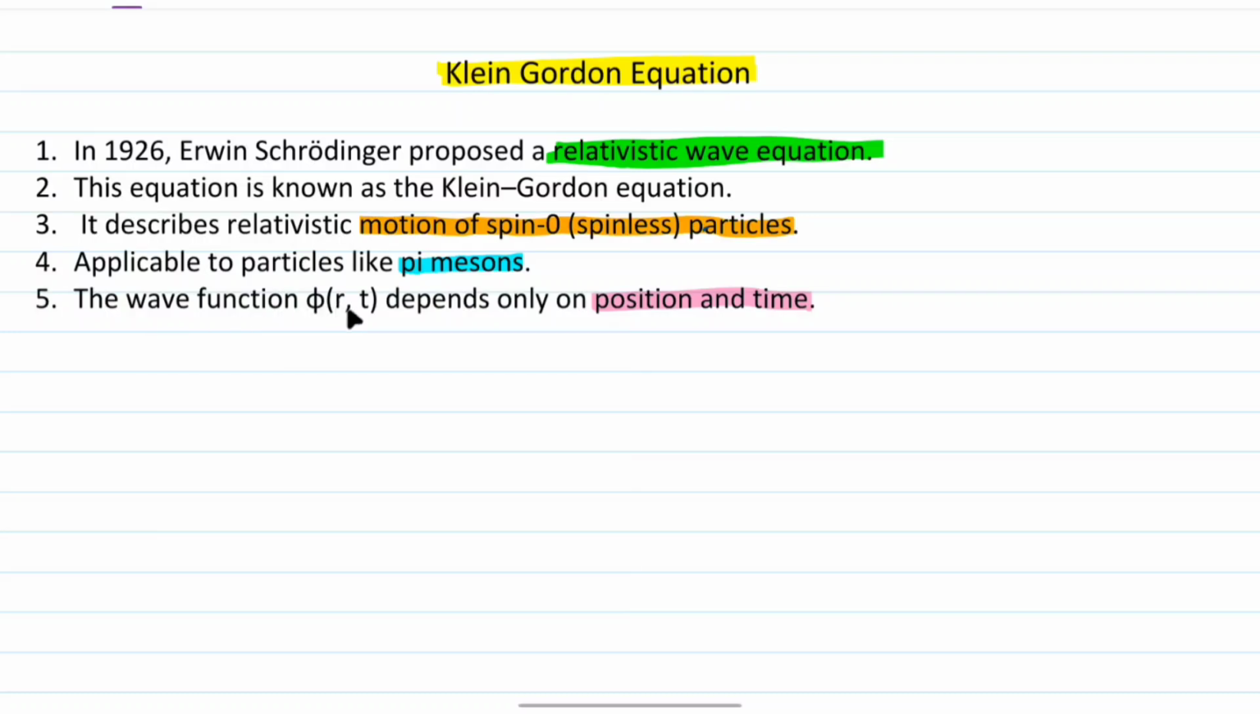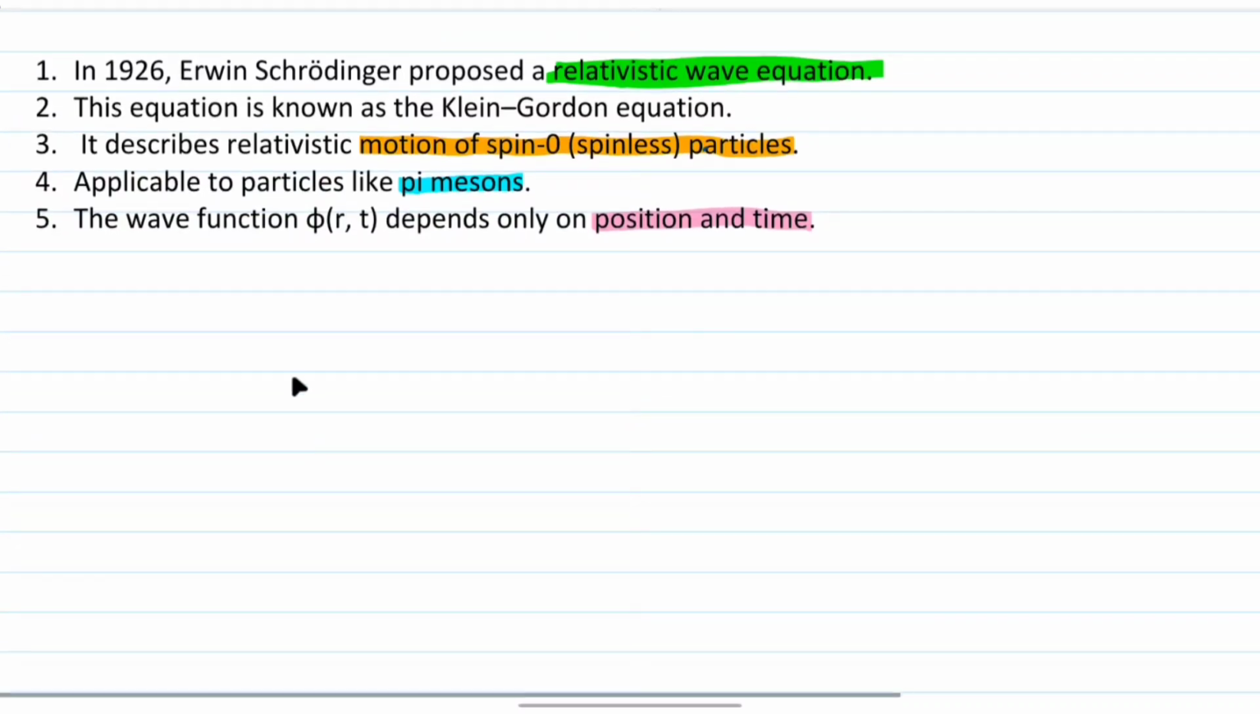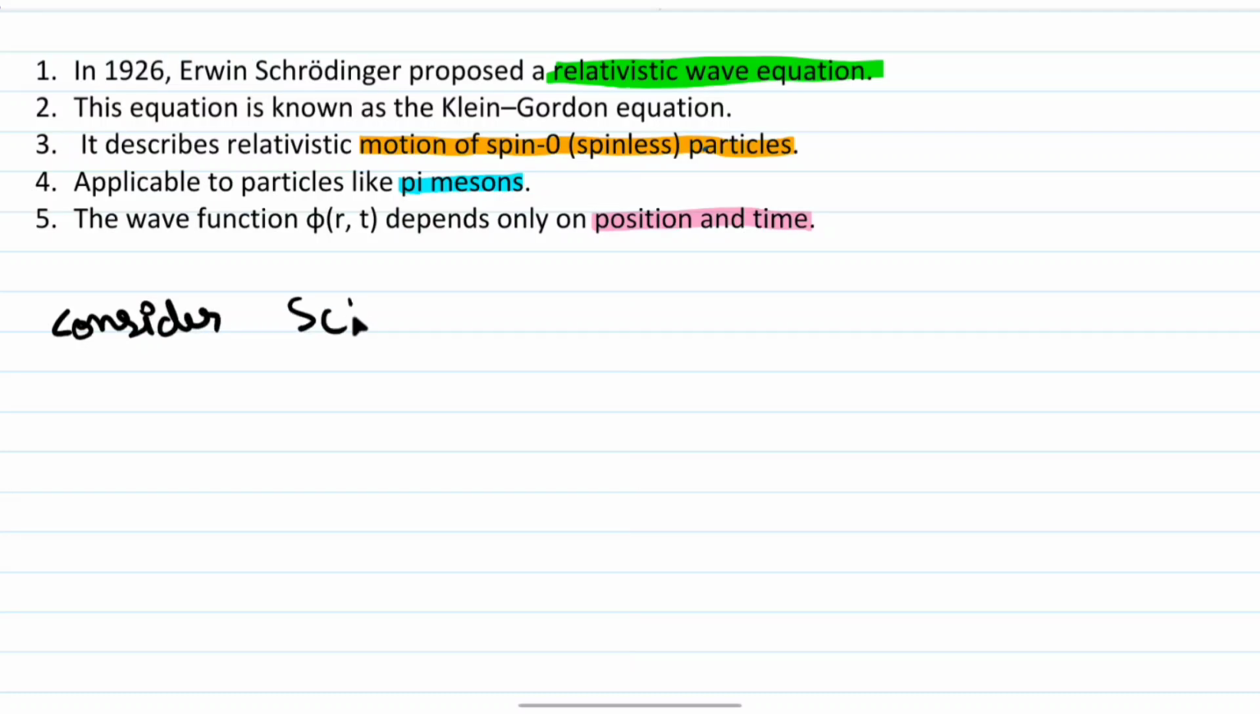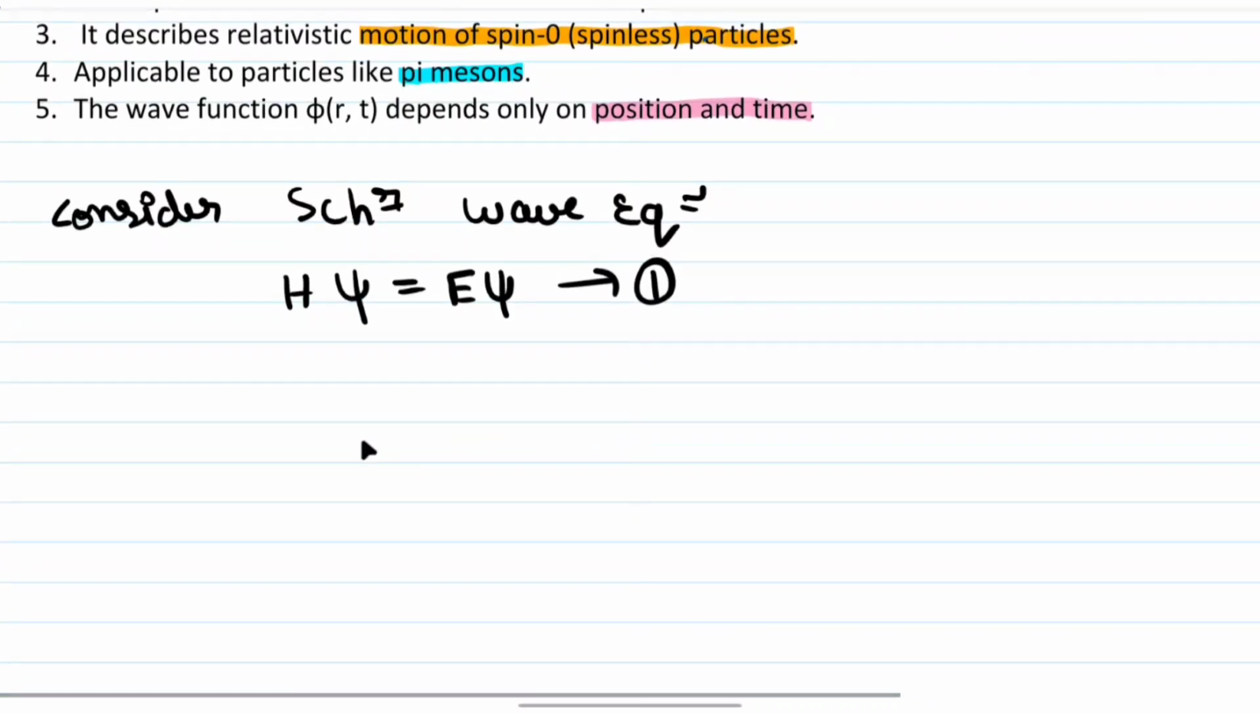The wave function phi of r comma t depends on position and time. So let us proceed with the derivation. In order to derive the Klein-Gordon equation, we are going to consider the Schrödinger wave equation. The Schrödinger wave equation is given by H phi equals E phi. We are going to call this equation 1.